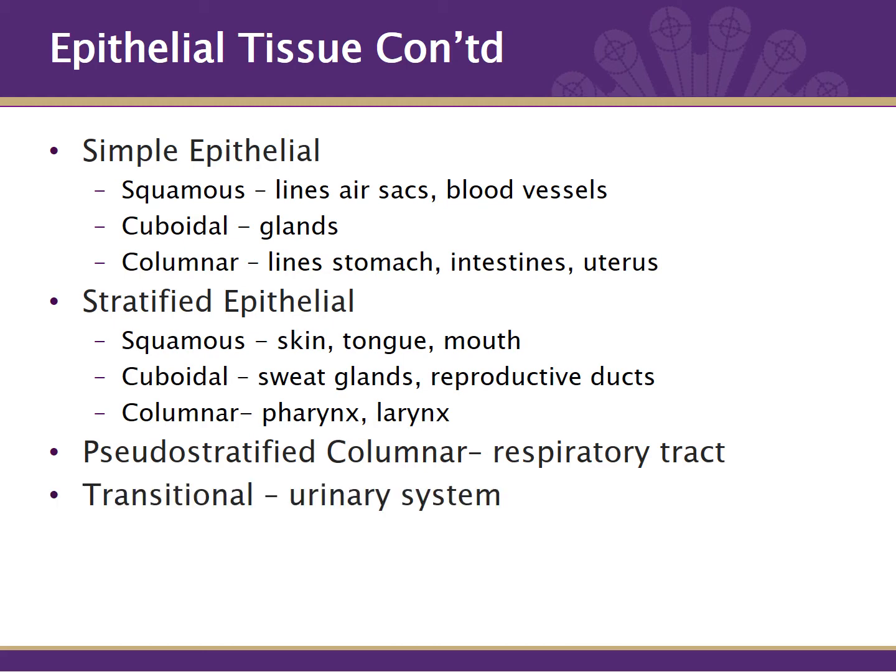Transitional epithelial has an odd cell appearance. It changes from flat to round on the surface in shape in order to stretch. It is found in the urinary tract and bladder. It is really important for stretching within the urinary system.